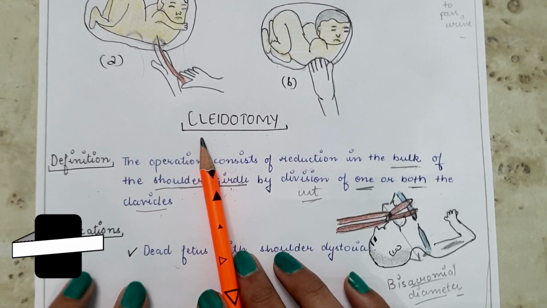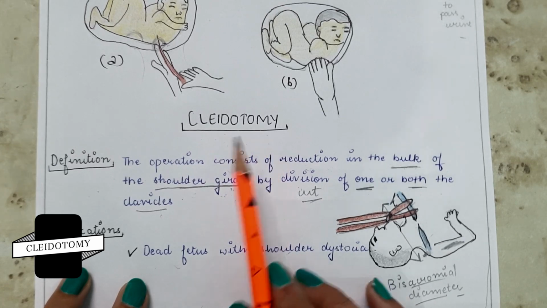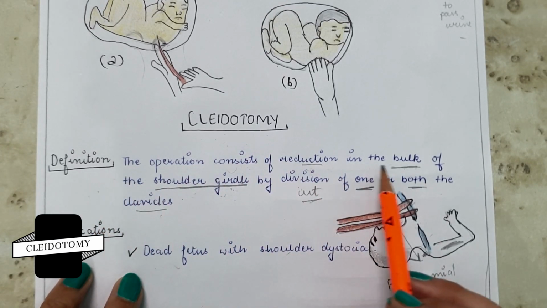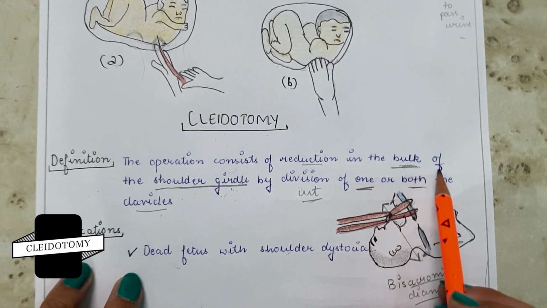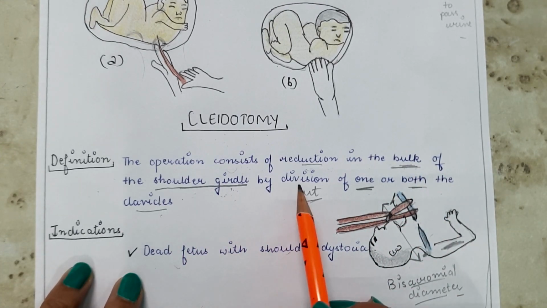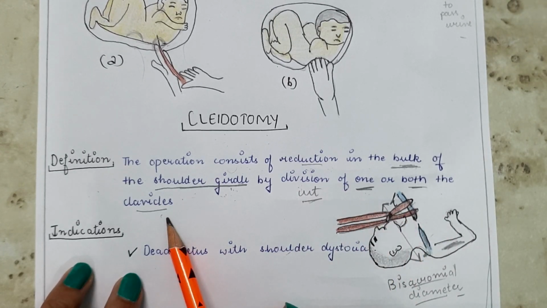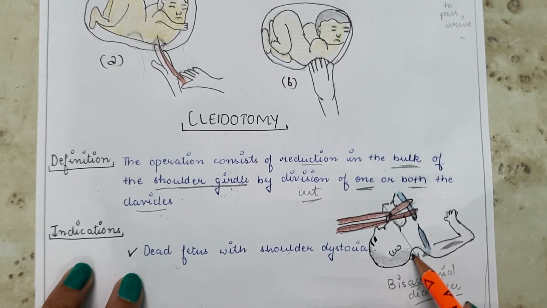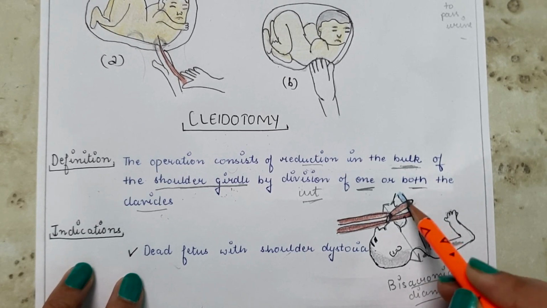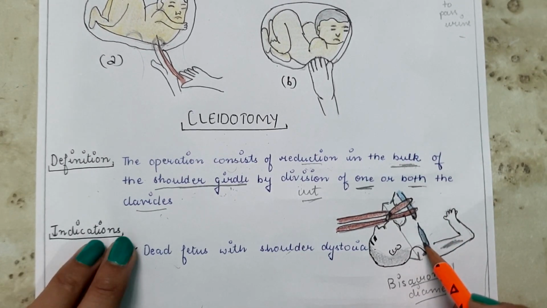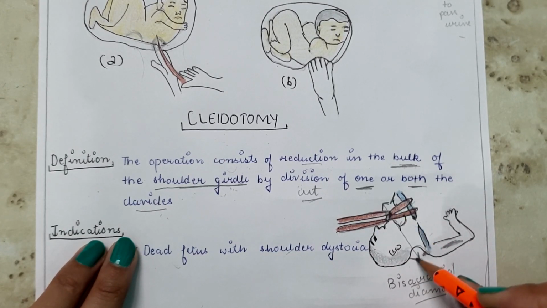The next type of destructive operation is cleidotomy. Its definition: the operation consists of reduction or decrease in the bulk, that is the size or the mass, of the shoulder girdle, by division or cutting of one or both the clavicles. This is the diagram of cleidotomy, and these are the clavicles in blue color. So cleidotomy is performed in order to reduce the biacromial diameter.